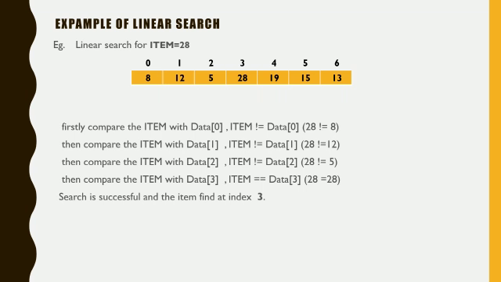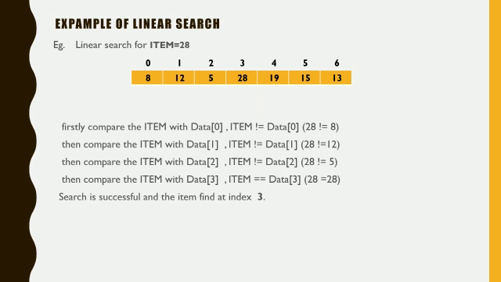Now for understanding the linear search, we will see a simple example on that. Let us consider the array of 7 elements that are 8, 12, 5, 28, 19, 15 and 13. Consider our item is 28. Firstly compare 28 with data of 0, that is 8. Here 28 is not equals to 8. Then move to the next index and compare the item 28 with data of 1, that is 12. Here 28 is also not equals to 12.